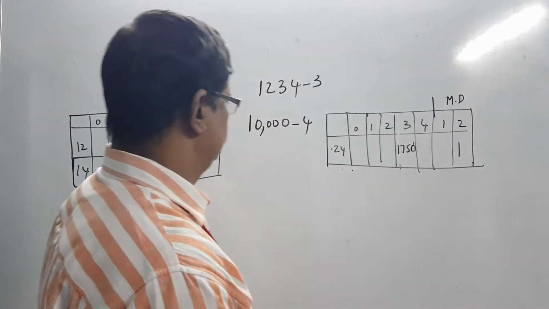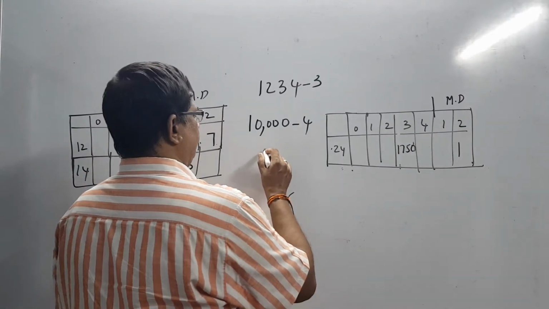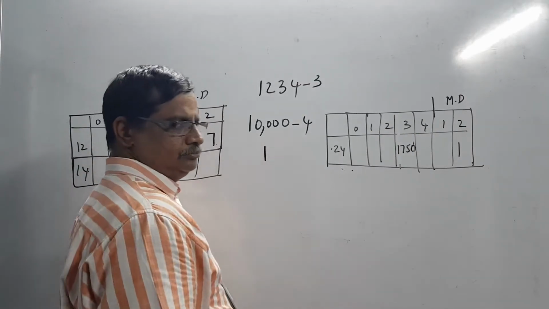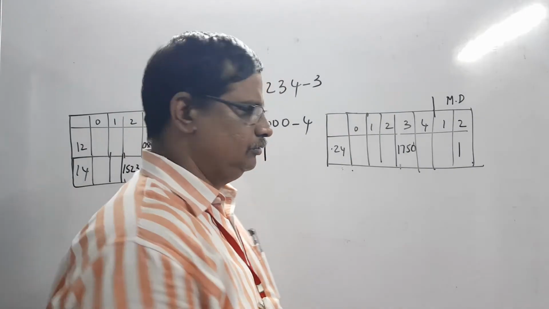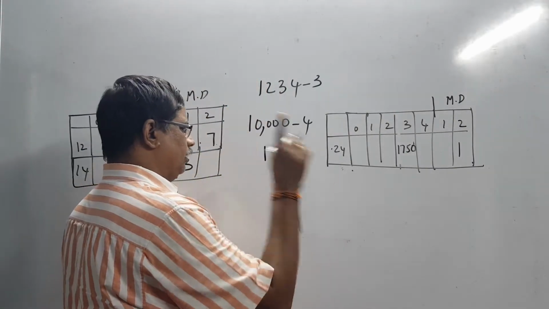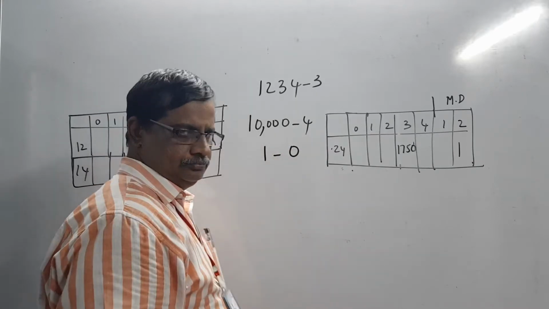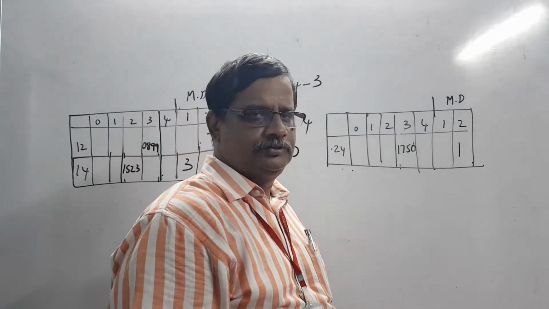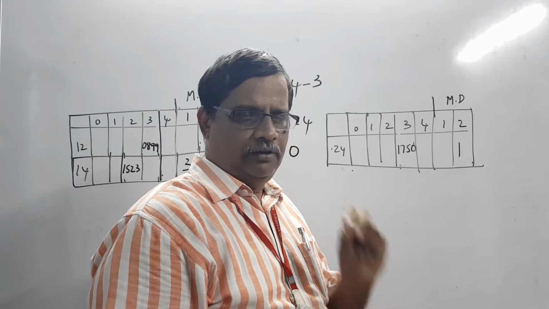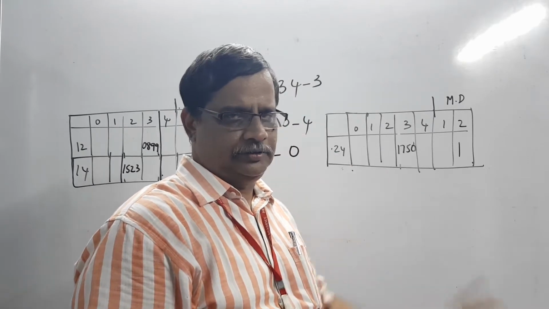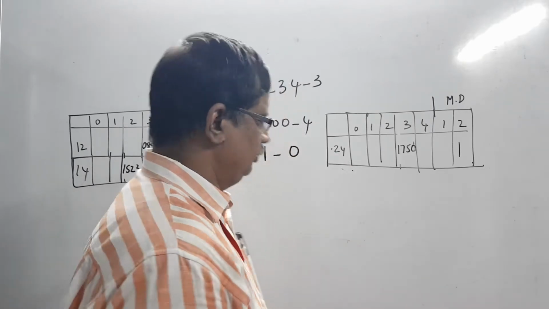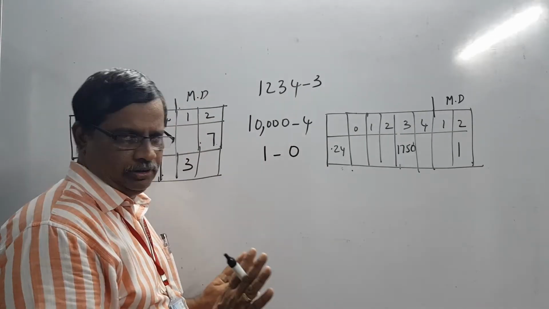Clear? Okay. So sir, what will happen if the number is 1? Just subtract. You have only 1 digit. Subtract 1, 0. So the characteristic will be 0. Whatever is the number of digits, just subtract 1. Whatever you get, that will be your characteristic. Clear? Okay. This is regarding non-decimal numbers.